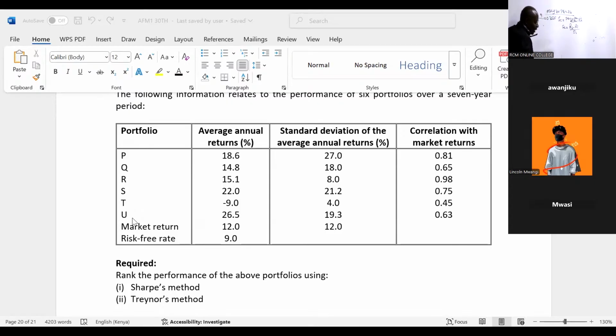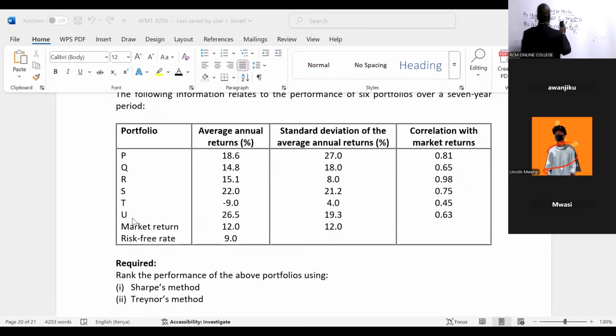From there, we go to Q. So Q, I can see the average return there is 14.6. Risk-free does not change. Standard deviation of Q, which I read there, is 18. So this one gave you what figure? 0.322. From there, we go to R. R, I can see the average return of R is 15.1, minus 9, all over the standard deviation there, which is 8. Which ended up giving you what figure? 0.7625.